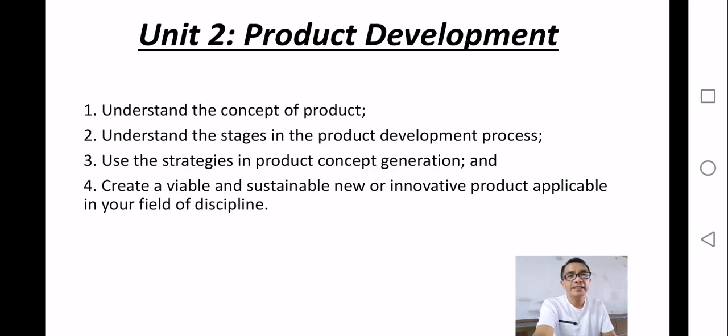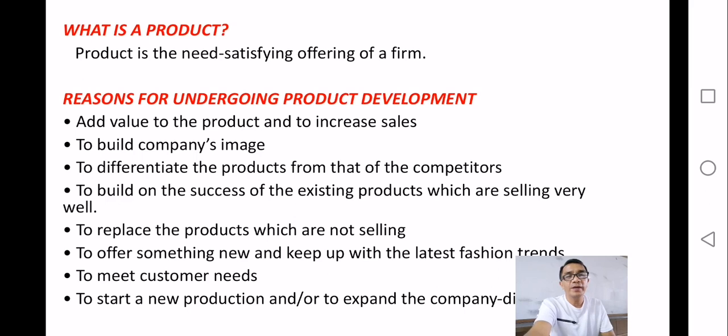So remember, these sections are being discussed so that you will be ready to formulate your business canvas. And what is a product? So product is defined as the need satisfying offering of a firm. And what do I want to emphasize in this definition? The word need. I think this is the operative word in the definition. The product is the need satisfying.